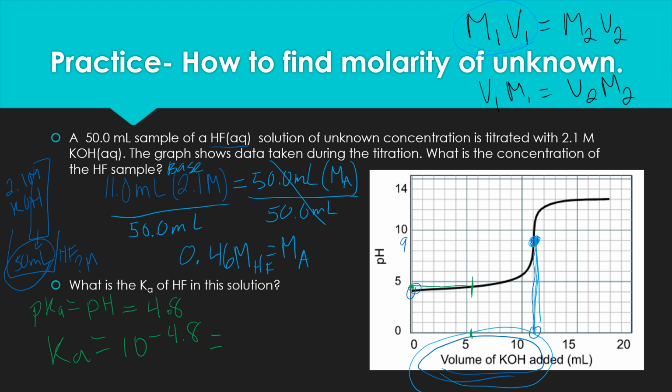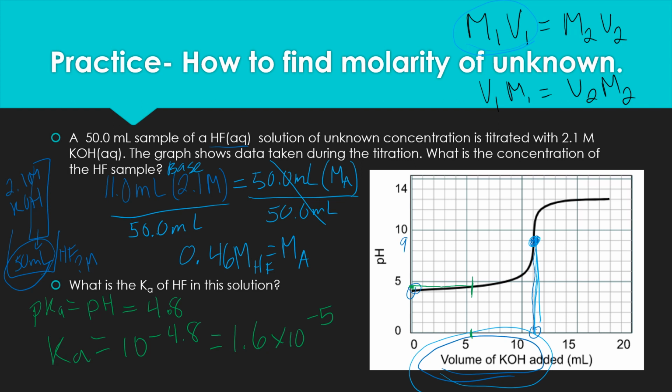And I get, let's put that in scientific notation, 1.6 times 10 to the negative 5 is my equilibrium constant for my acid. And we can see that's a pretty common range for our weak acids there, HF. So that's how we can find our Ka value and our molarity of our acid, two really valuable tools to have for a reaction.